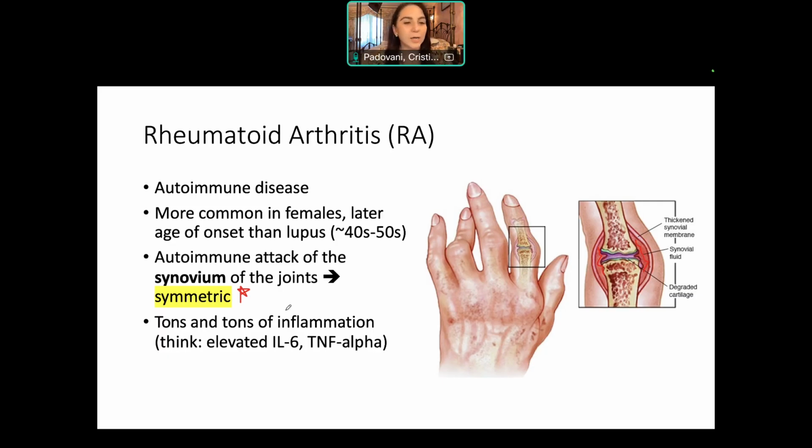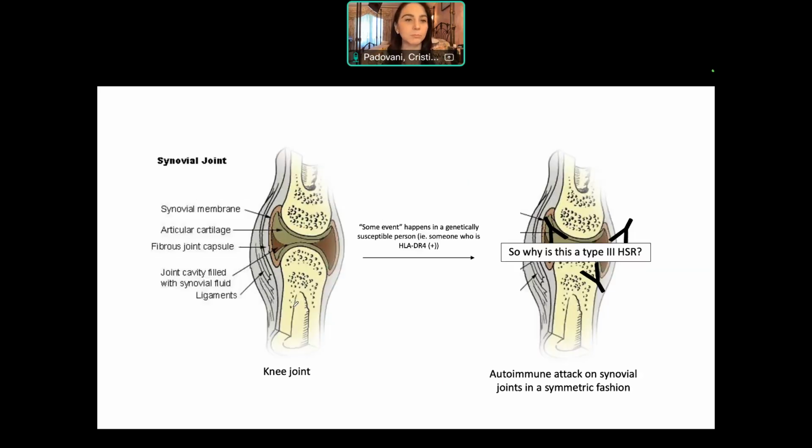Okay, same thing here, tons and tons of inflammation. So you'll see elevated IL-6 and elevated TNF alpha. Okay, so if we think of the knee, I gave a knee for an example just to highlight the synovial fluid. If we have a knee joint, you see the massive amount of synovial fluid. This is what lines the joint space, comprised of the synovial membrane and then all the synovial fluid in there. So now again, we have some event that happens in a genetically susceptible person. With rheumatoid, this would be someone that's HLA-DR4 positive.